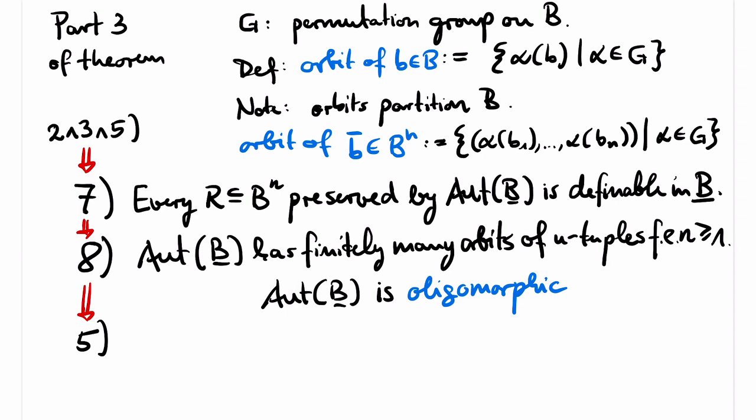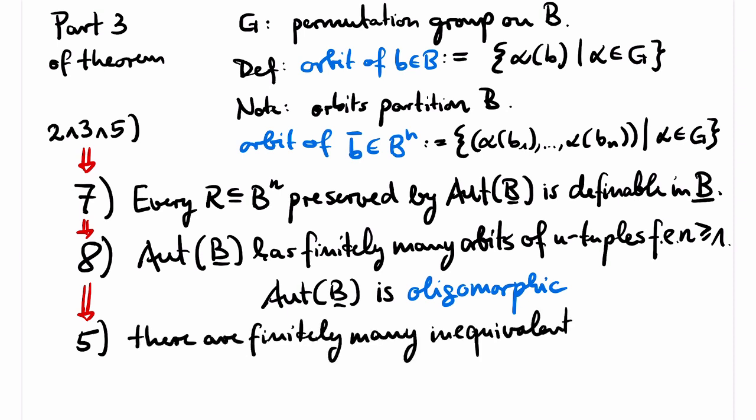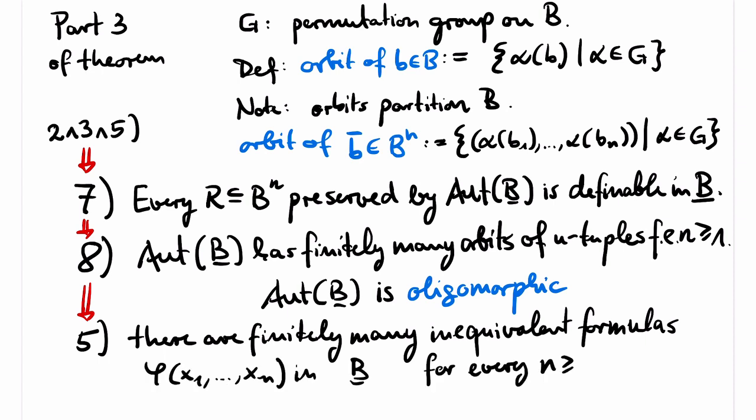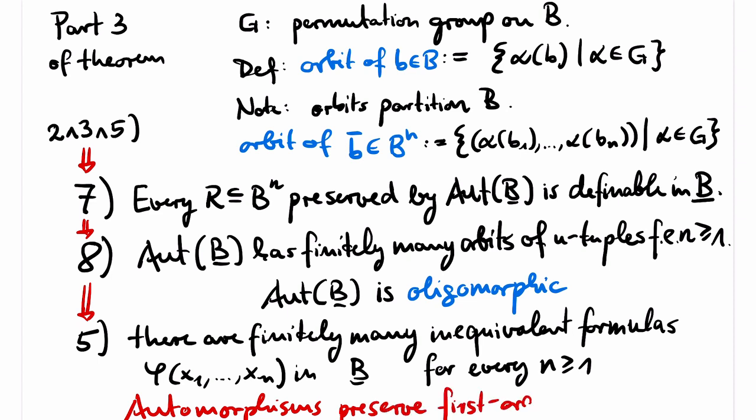Remember that 5 is the property that there are only finitely many inequivalent formulas phi, with variables x1 up to xn. So 8 implies 5 simply because of the fact that automorphisms of a structure preserve all first-order formulas. So n-tuples that lie in the same orbit satisfy the same first-order formulas. We are really left with the task to prove 7 and then to prove 8.